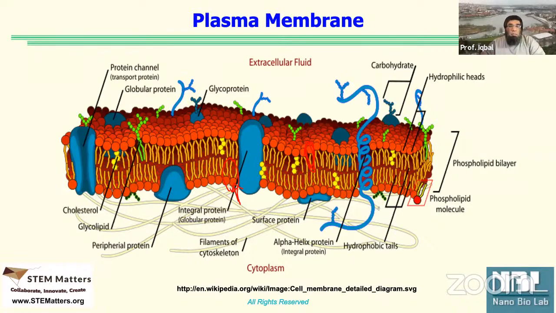You would see some of these proteins are internal. They are only on the inner side of the cell. Some are only towards the outside of the cell. Some are going across the cell membrane, right? So there are some proteins which are integral membrane proteins, and they have hydrophobic regions.